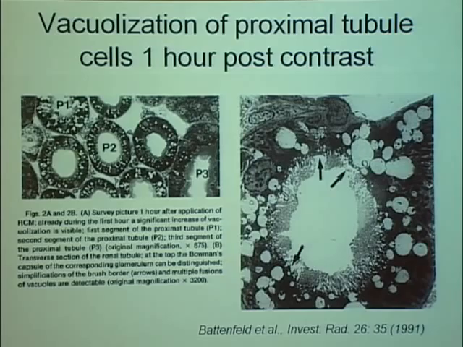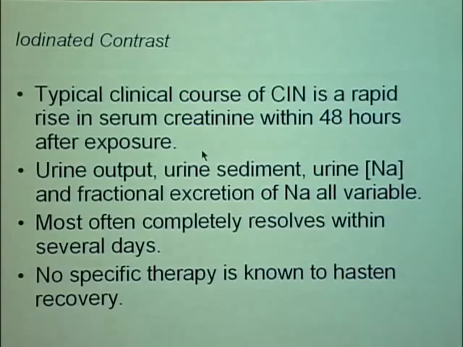This is following IV contrast, 1 hour after the contrast was given. And there was a dramatic cellular change in these cells. So in lower power, you can see the proximal tubule cells now are riddled with holes. And on high power, these are vacuoles. So this is intense vacuolization of proximal tubule cells following iodinated contrast. Again, this has been known for a long time. The point I want to make to you today is that this is very fast. This happens within an hour when you get iodinated contrast.